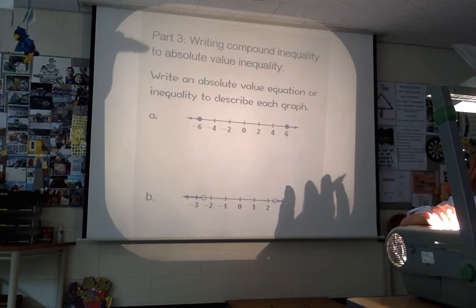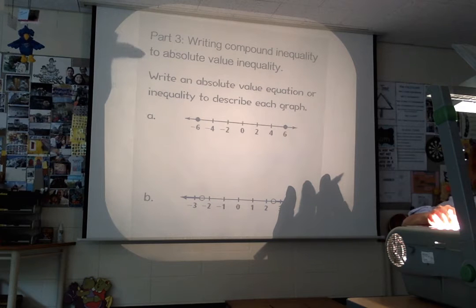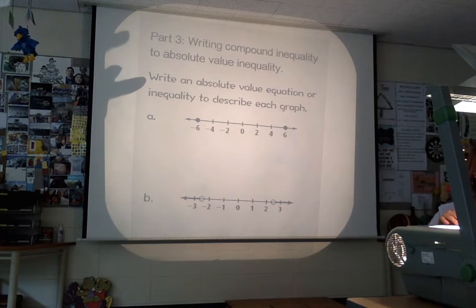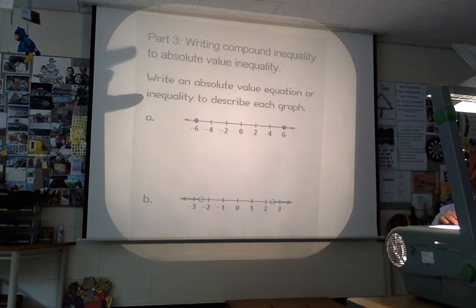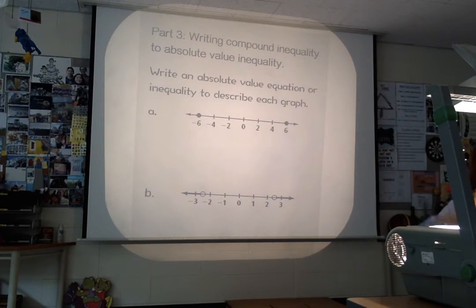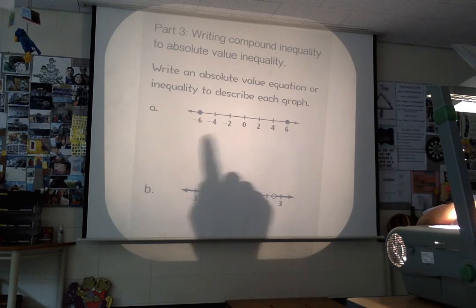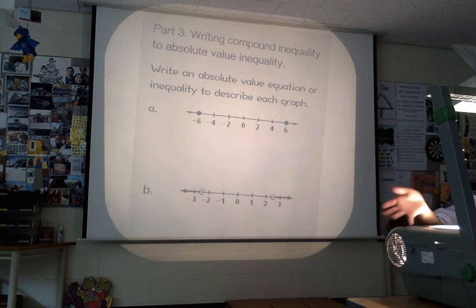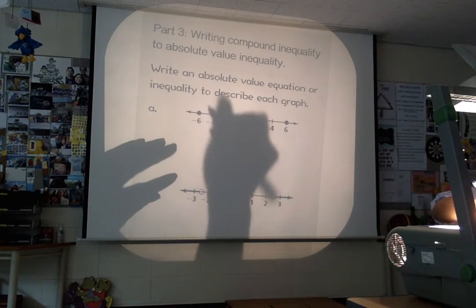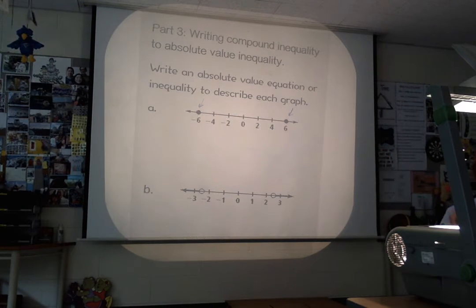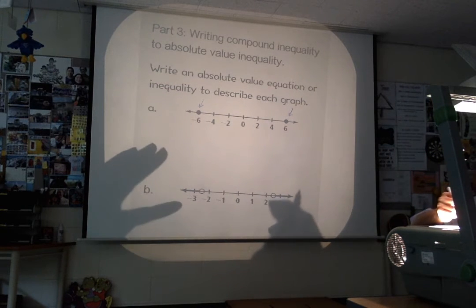Writing compound inequalities to absolute value inequality. So we're going to go back and forth. It says write an absolute value equation or inequality to describe each graph. So look at what you see. Think about it first. Is this an inequality or an equation? Is there a multiple of solutions or just 1 or 2 solutions or no solutions or all real solutions? Looks like there's 1 solution here and 1 solution here. It's 2 solutions, okay? So you guys, this one's actually an easy one.